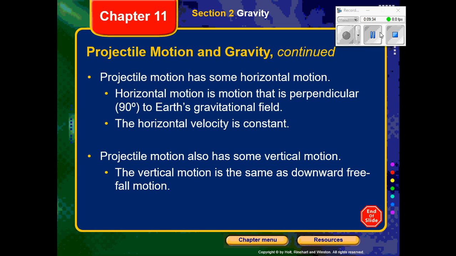And that concludes our discussion for this part of the force of gravity. Any questions? Okay. Enjoy your assignment.